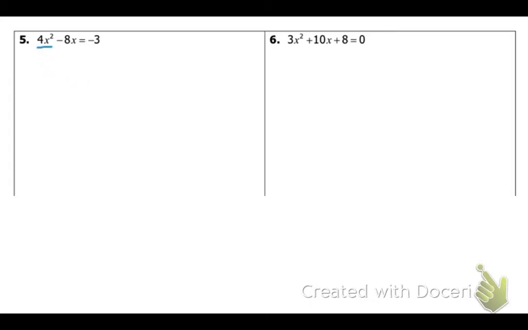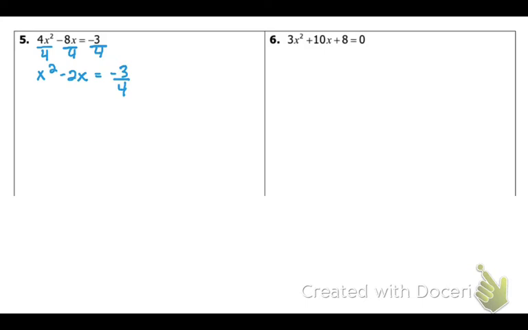Okay, so it's going to change things. So I'm going to divide by 4. I'm left with x squared minus 2x is equal to negative 3/4. I don't want a decimal. I'm going to be working with fractions because we need to keep those fractions. So now from here, I'm going to take half of b and add it to both sides. And this is where the fun fractions stuff happens.